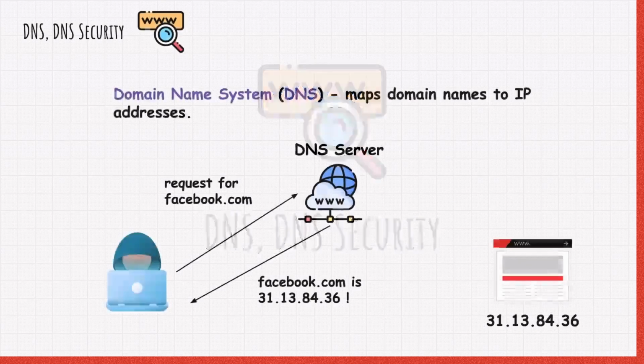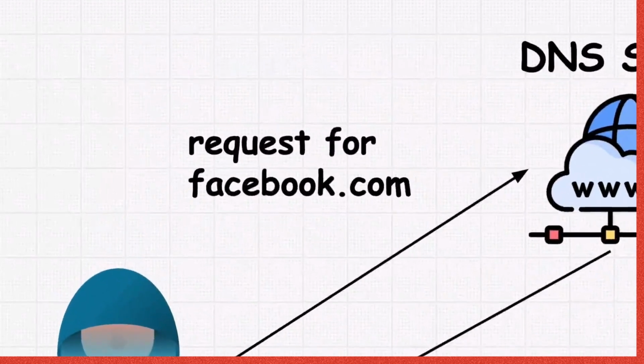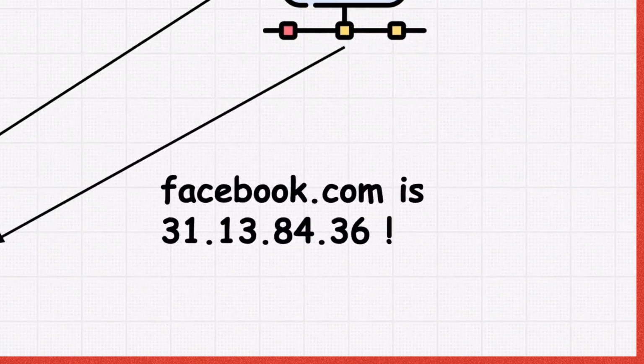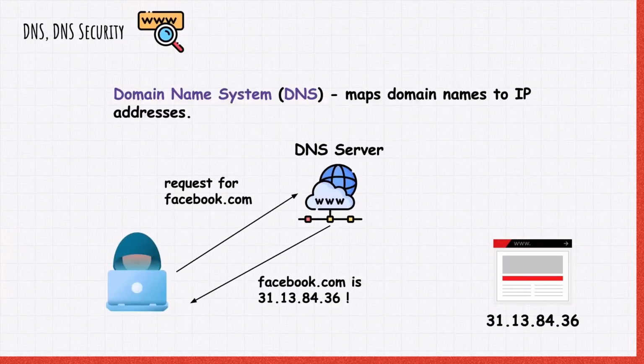So, for example, without DNS, you would have to manually type the IP address of each website that you visit instead of the actual domains. So instead of typing facebook.com in your browser, you would have to type 31.13.84.36, for example. Okay, you get the point. Now, DNS has several records, and we should be familiar with all of them.